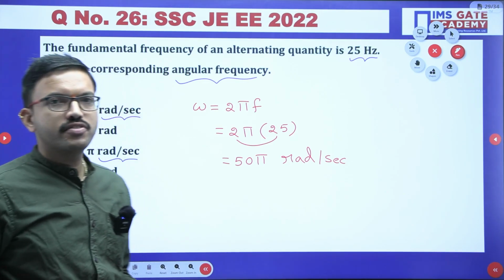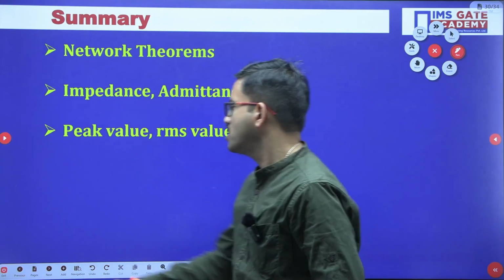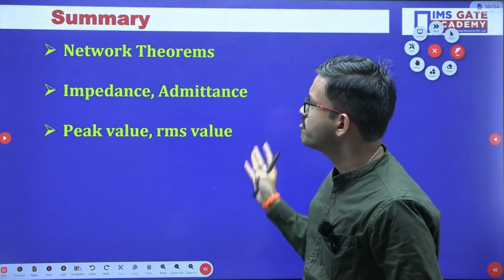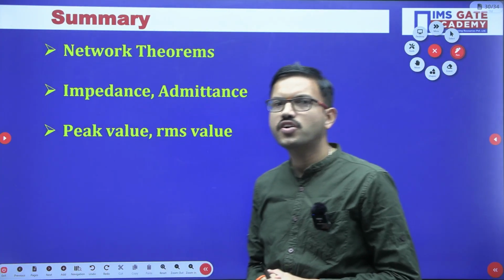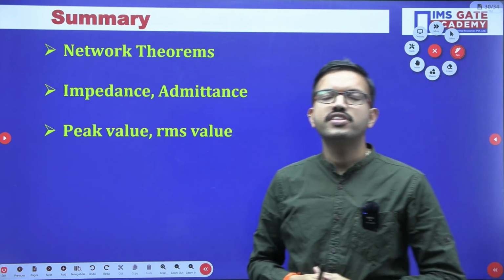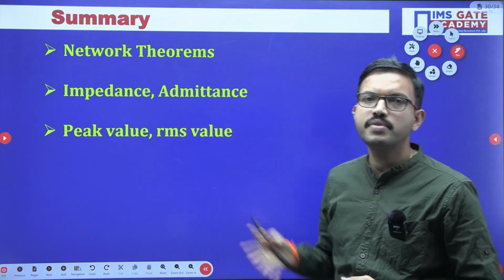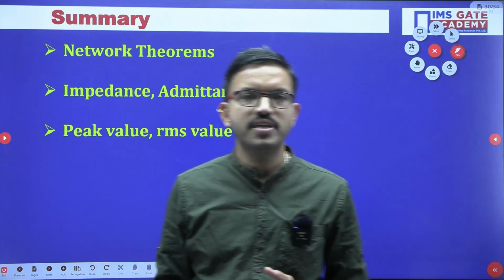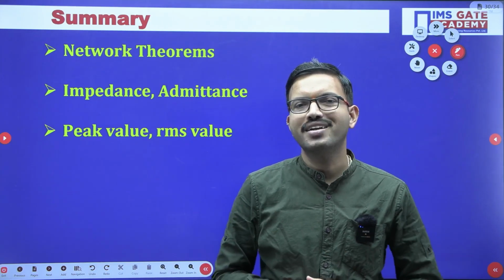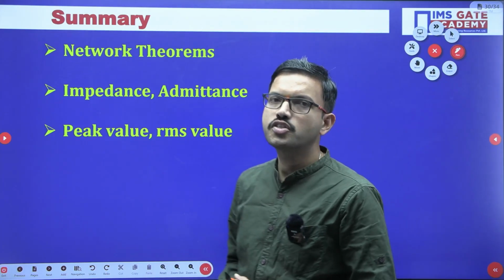I hope it is clear for everyone. In this particular session, we have discussed a total of 26 questions, right? All these questions are related to network theorems. We have discussed the reciprocity theorem, and with respect to AC we have also covered the maximum power transfer theorem. And then we have discussed questions with respect to impedance or admittance. When they have given impedance, they're asking admittance, or they have given admittance, they're asking the corresponding impedance or any one parameter like resistance or reactive component, etc. And then with respect to peak value and RMS value also, we have solved questions.